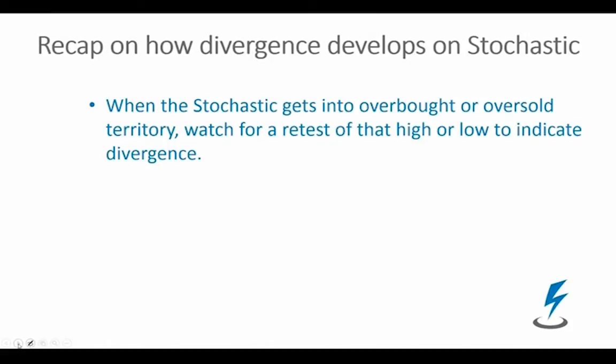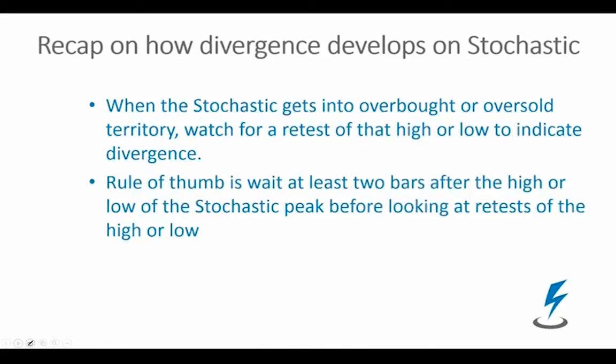Now, when the stochastic gets into overbought or oversold territory, which is that negative 80 or negative 20 that we saw, watch for a retest or a higher low to indicate divergence, right? So we want to see when it gets above or below those areas and take the peak. Now, my rule of thumb is I wait at least 2 bars after the higher low of the stochastic peak before looking at the retest of the higher low.